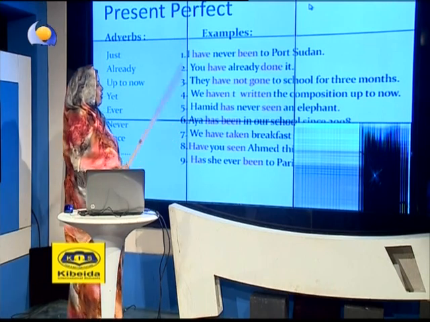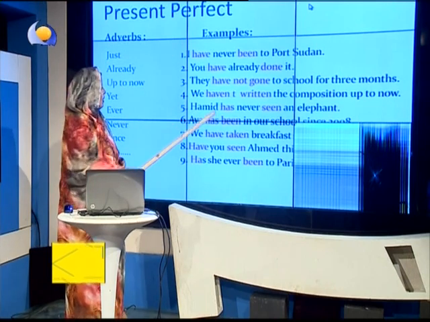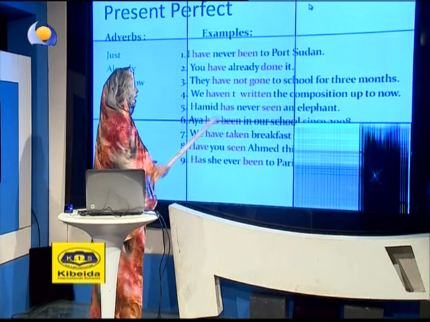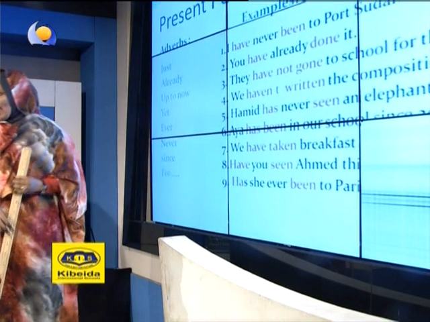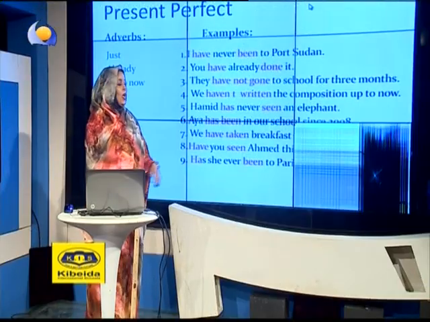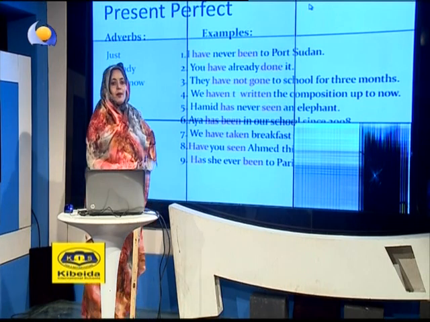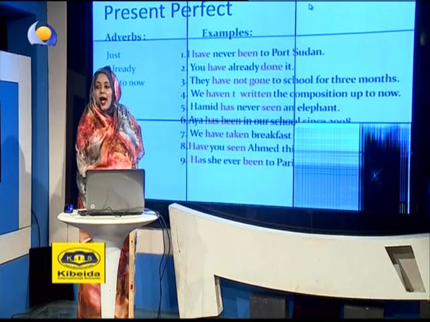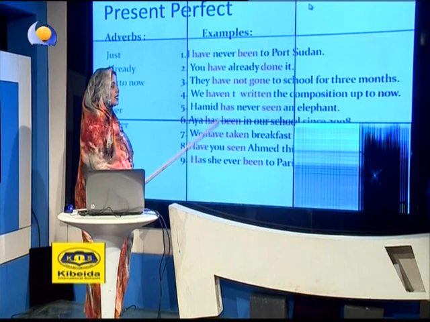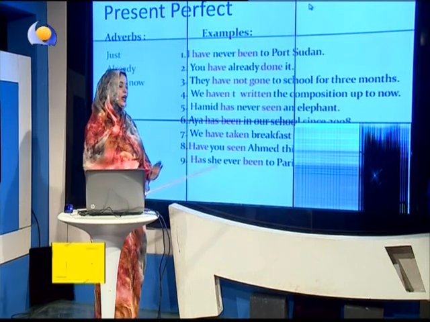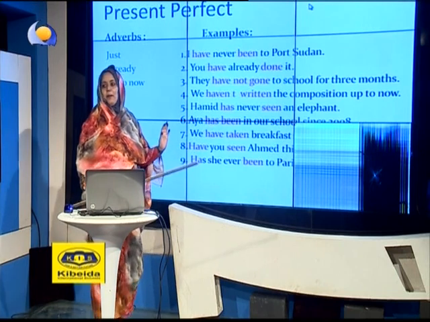Now, if I want to make this sentence negative, Hamid has seen, forget about never. Hamid has seen an elephant. I can make it negative using never. Another way, I can make it negative using not. How? Hamid has not seen an elephant, or Hamid hasn't seen an elephant. This makes the negative pretty easy.